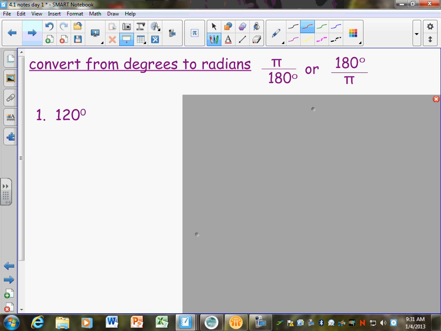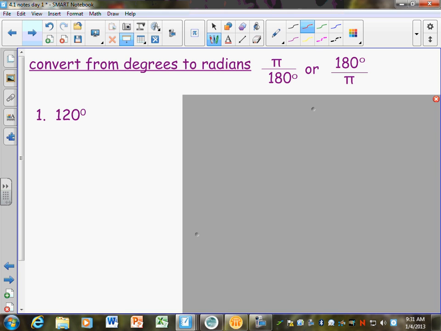Notice I put up here, these are your two options. You actually could look back at that rule I just gave you and know exactly which one you're going to use if you're going from degrees to radians. But just use what you know in your brain. You need the degrees to cancel out. You want your answer to be in radians, so radians needs to be on top. And these are your conversion factors. You're welcome to use your calculator to simplify it.